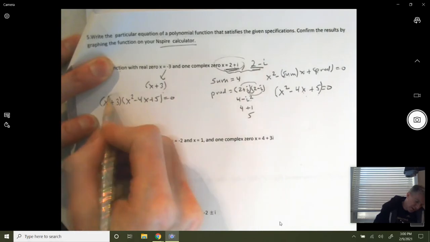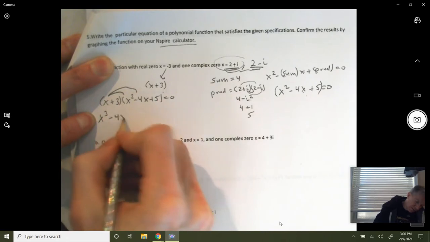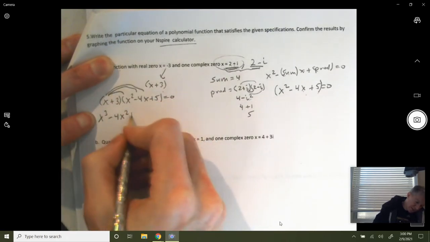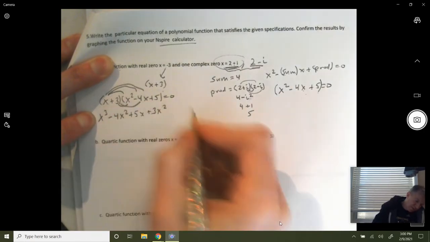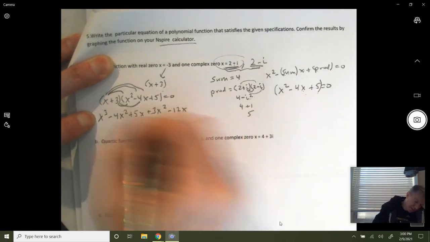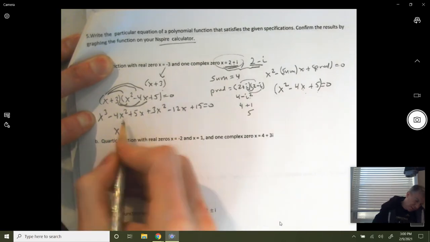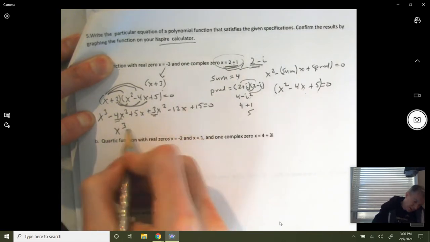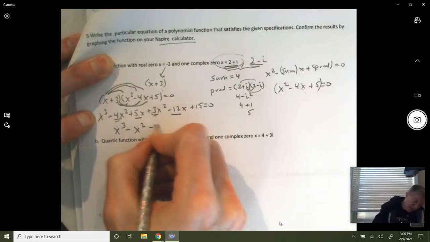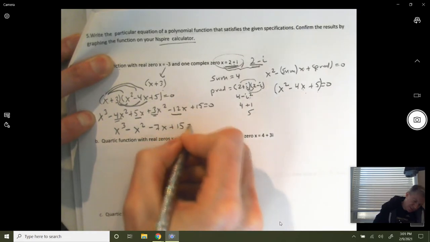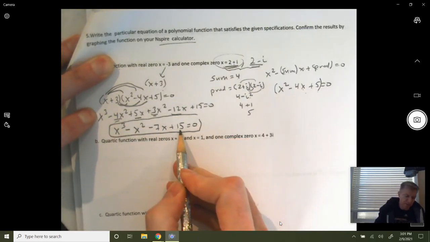Let's multiply that out. x cubed minus 4x squared plus 5x plus 3x squared minus 12x plus 15 equal to 0. Combine your like terms. Minus 4x squared plus 3x squared gives you minus x squared, plus 5x minus 12x, so minus 7x, plus 15 equal to 0. There's your cubic. And you could graph that on your Inspire and confirm your solutions.